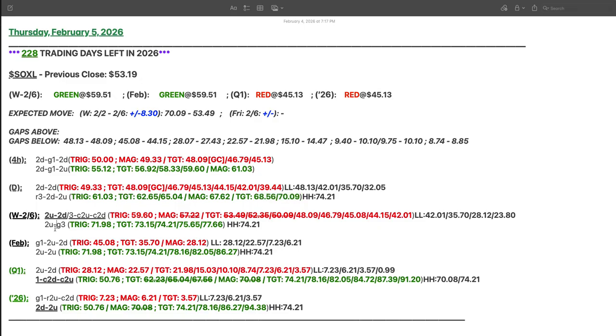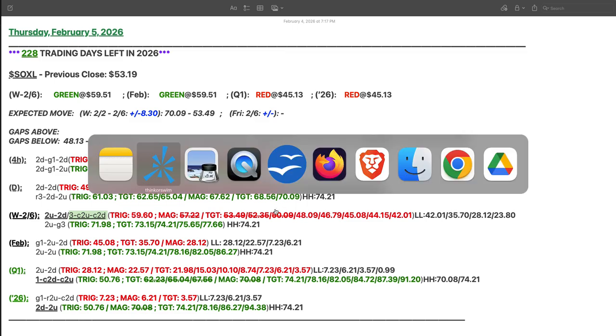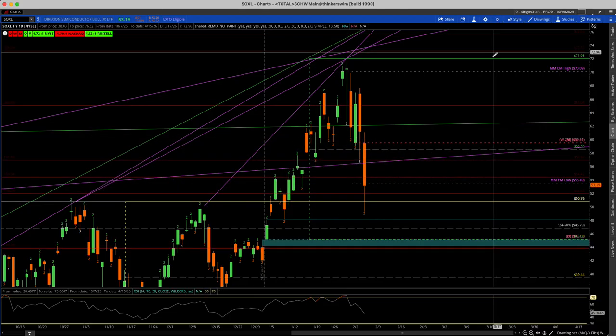From the week chart perspective, we triggered this 2 up, 2 down, and we reached magnitude. We've reached some of the extended targets. And then we do want to note that 3 combo 2 up, combo 2 down does trigger at 48.09. So just keep that in mind. I'm sorry, let's make sure that I'm not misspeaking.